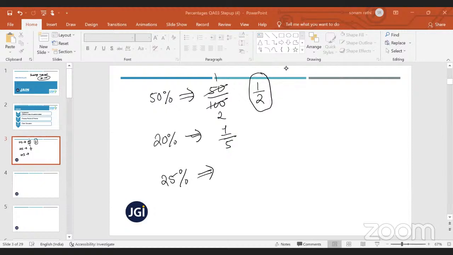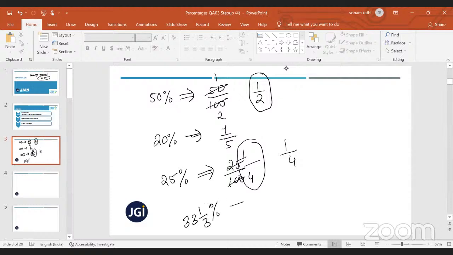Okay, so 25% means 25 by 100, that is 1 by 4. So I can say 1 by 4. If I say 33 1 by 3%, that is 33 1 by 3.